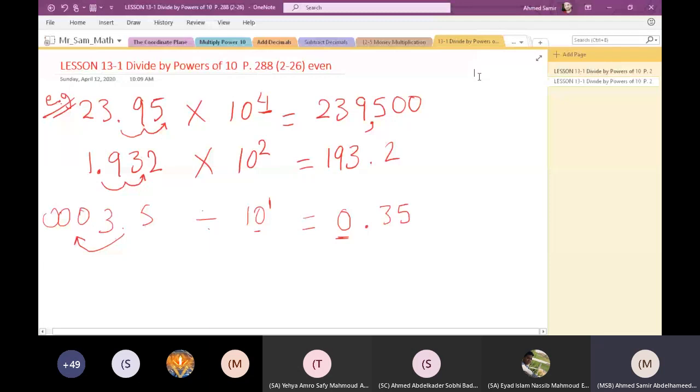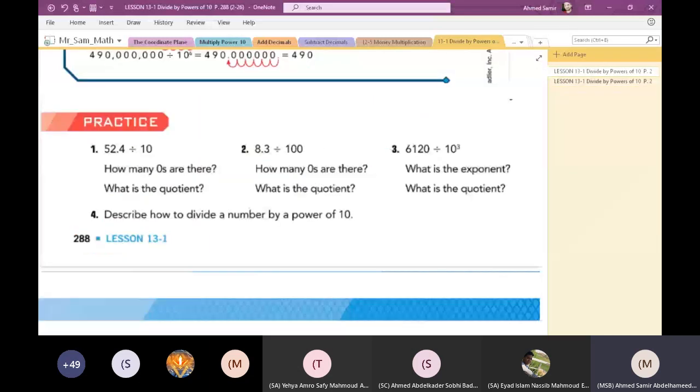All right, let's move on to the practice, please. I'm choosing someone from 5C. I'm starting with Adnan from 5C. You're going to give me number 2. Here we have, how many zeros are there? This is an easy one, of course, Adnan. How many zeros?